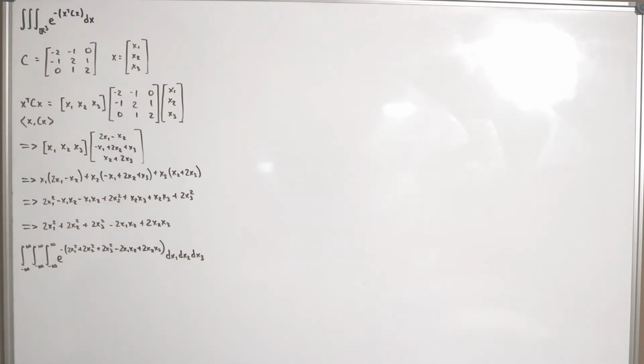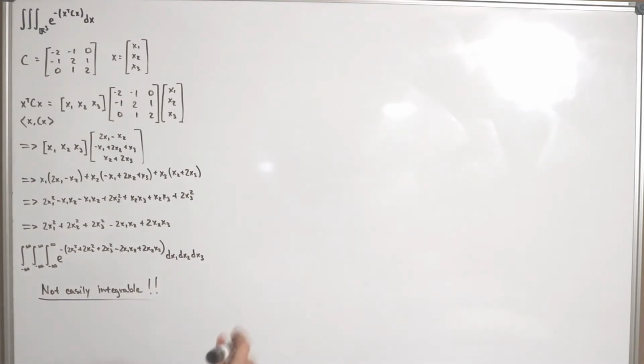Obviously you can tell from here that integrating this triple integral is not going to be fun or easy in the slightest. So given that we calculated our argument, which was x transpose Cx, this is not easily integrable, if you could call it that. Not easily integrable, okay?